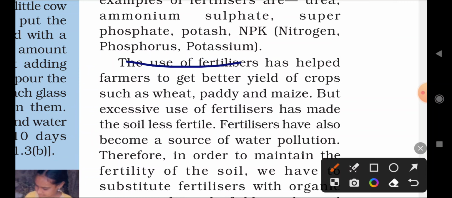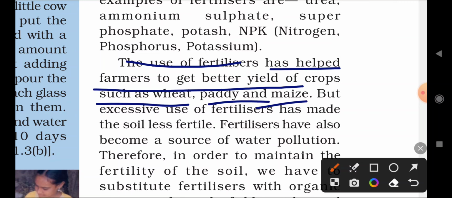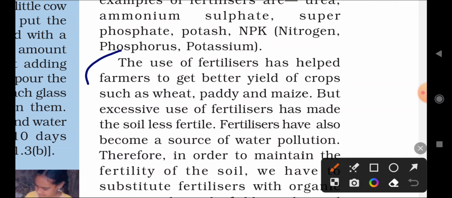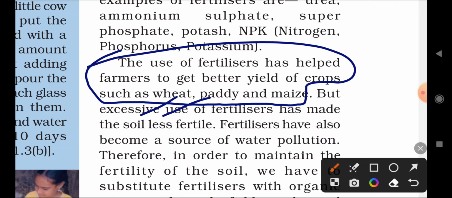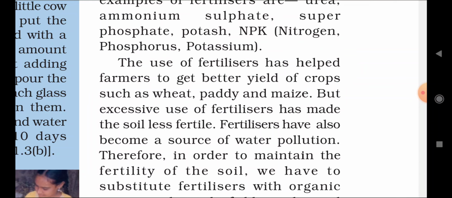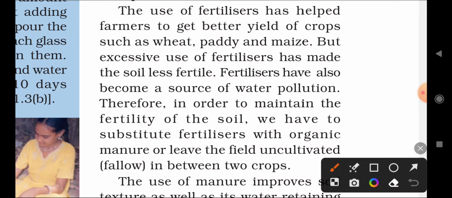The use of fertilizers has helped farmers to get a better yield of crops such as wheat, paddy, and maize. Using a chemical fertilizer means the production will be very high compared to using manure. The fertilizer gives more yield compared to the manure. But there is another disadvantage of using fertilizer. The use of fertilizer will give more yield, correct.